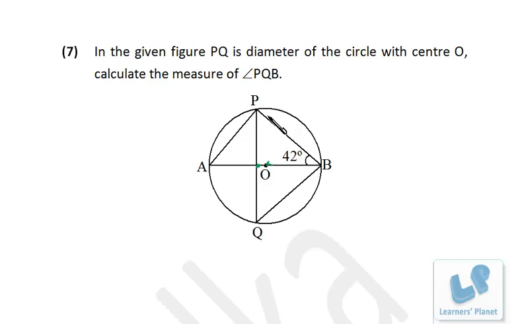Now this PQ is the diameter, that means this is an angle in a semicircle, so it has to be 90 degrees. So if it is 42, it has to be 48. Now OB and OQ, both of them are radii, isn't it? So the radii must be equal. So this is 48, that means this must be 48. So angle PQP must be 48 degrees, right? Just a matter of 20 seconds.